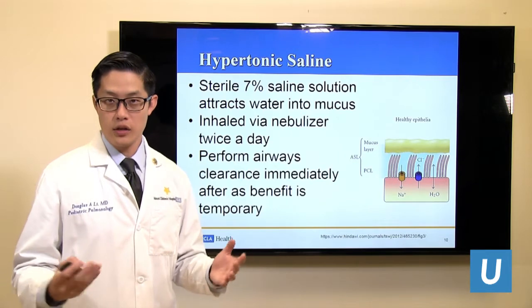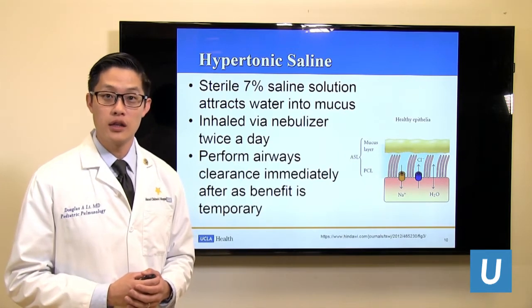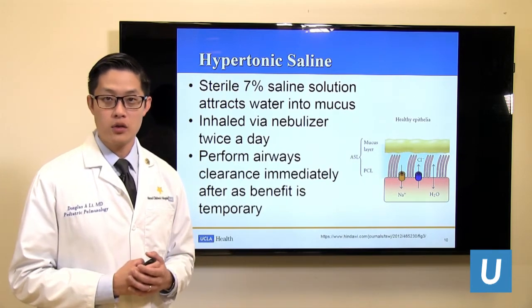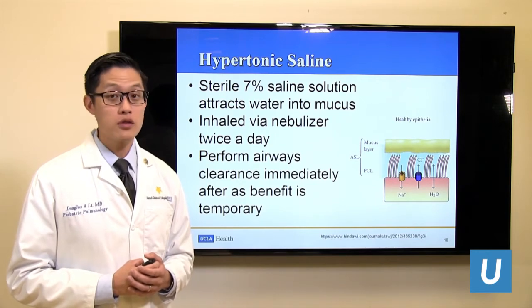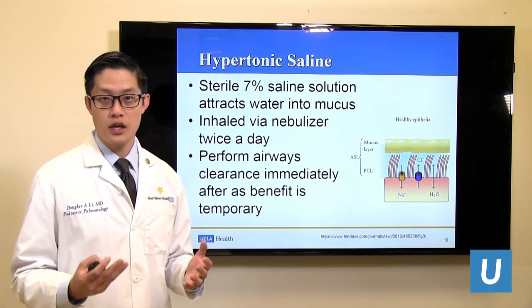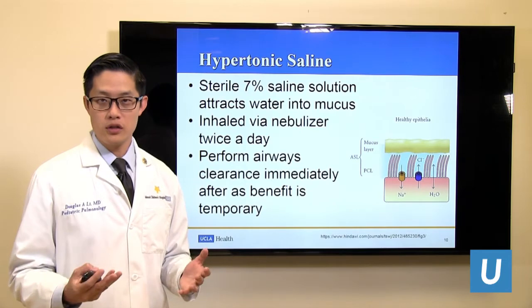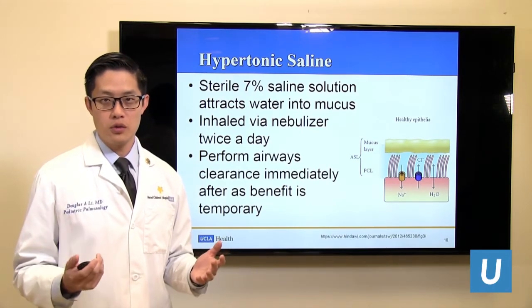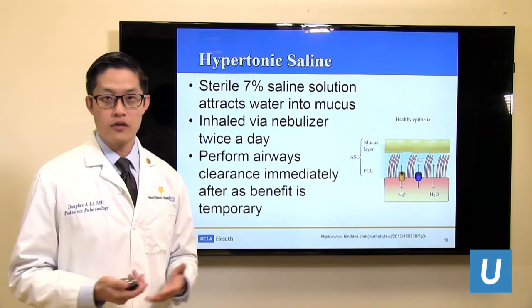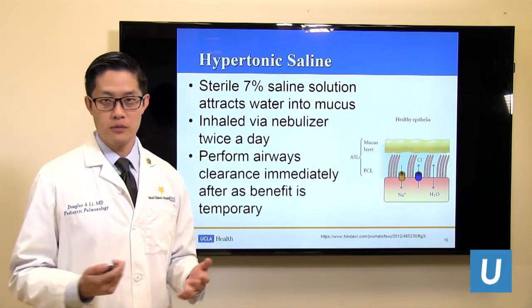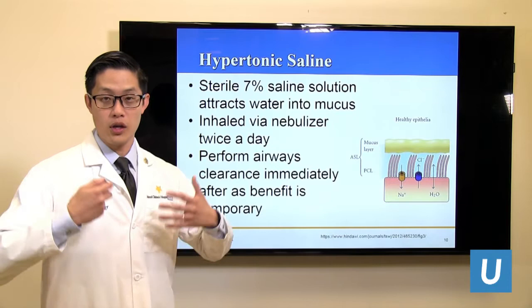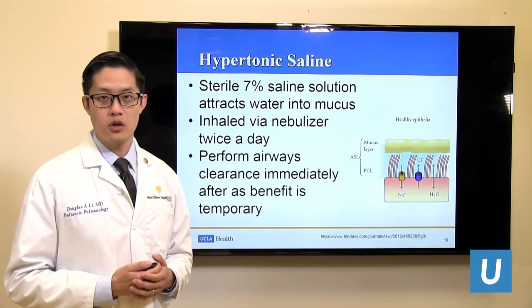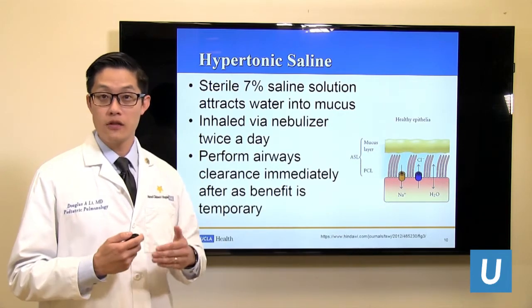The first medication within this class I'm talking about is hypertonic saline. So this medication actually has a quite interesting backstory. It was first noticed that surfers with CF in Australia had improved lung function compared to those who didn't surf. And it was eventually found that this was due to the inhalation of the salt water from the ocean, hydrating the airways and bringing water into the airways. So what we've done is added even more salt to that.